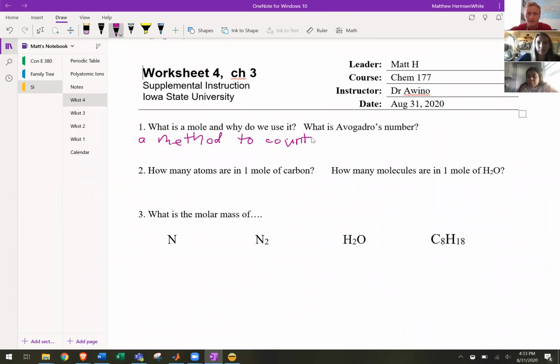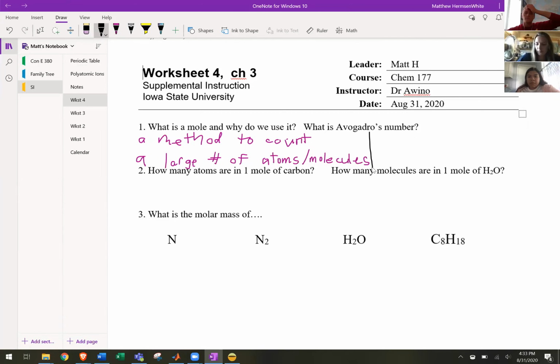There we go. So a mole is a method to count a large number of atoms or molecules. Sorry, my handwriting sucks. It's kind of hard to use a mouse. Okay, so a method to count a large number of atoms or molecules. That's what a mole is.